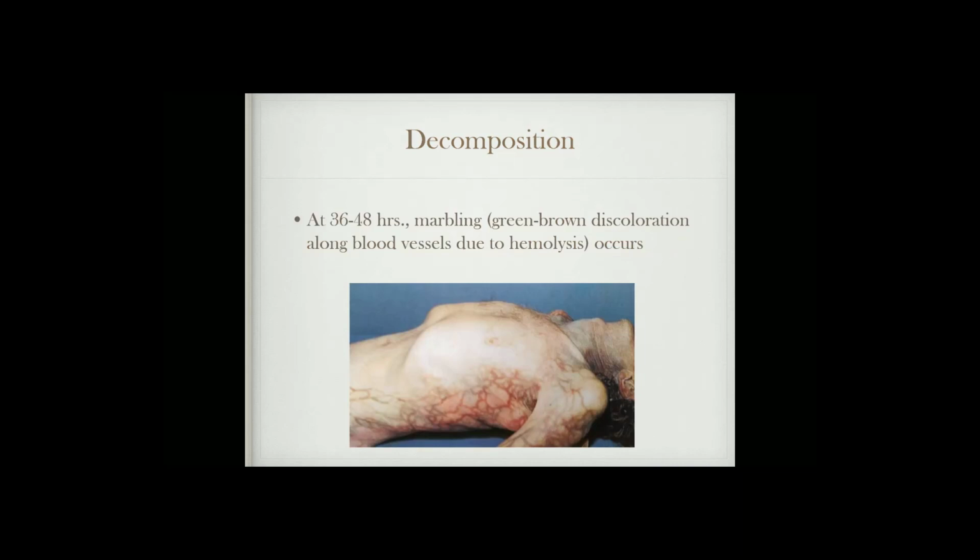Between 36 hours and 48 hours, the body will start to marble. A greenish-black discoloration will appear along the path of blood vessels as the vessels and the blood inside start to break down. The color is due to a reaction of hemoglobin and hydrogen sulfide, and it creates a pattern similar to what you'd see in marble countertops.